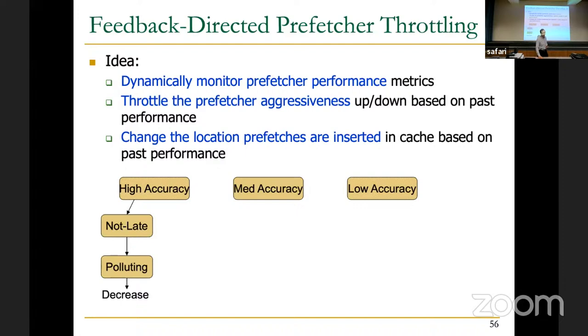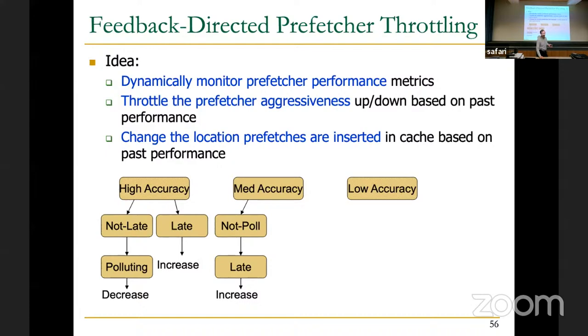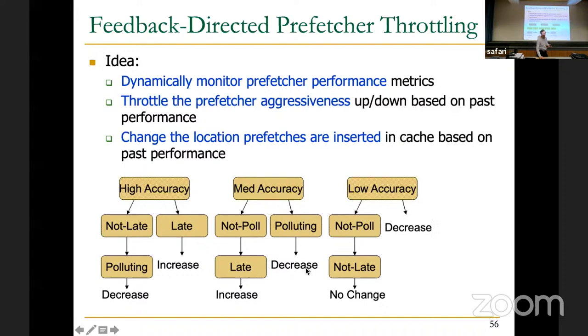You have a high accuracy prefetcher that's not late, but it's polluting. You may decide to decrease the aggressiveness. You have a high accuracy prefetcher that's late. You may want to increase the aggressiveness so that it becomes less late. Right? Here you're trying to prevent pollution. Here you're trying to increase timeliness. You may have a medium accuracy prefetcher that's not polluting, that's late. You may want to increase the aggressiveness so that it's not late, right? Because it's not polluting, it's reasonably accurate. But you may have a medium accuracy prefetcher that's polluting. You may want to decrease the aggressiveness. So these are some human-designed heuristics to throttle the prefetchers, right?